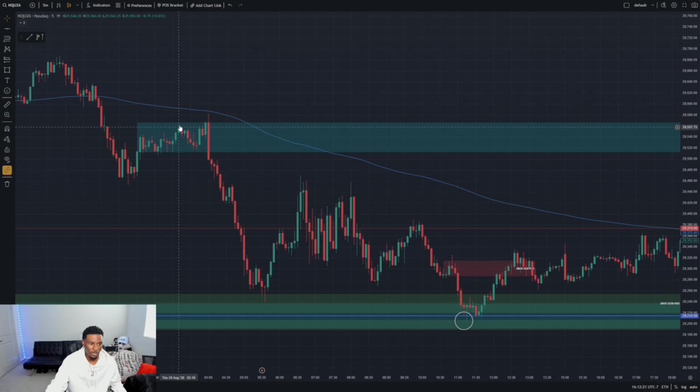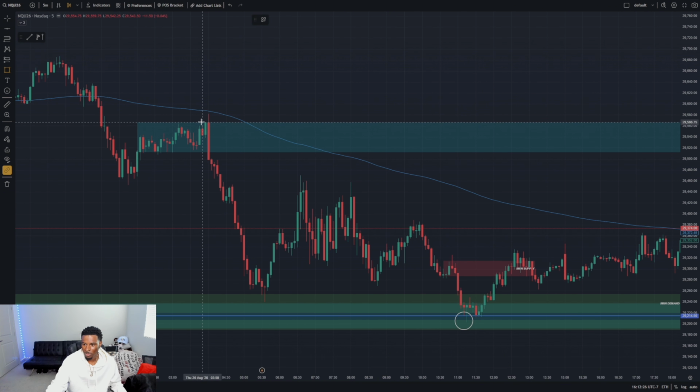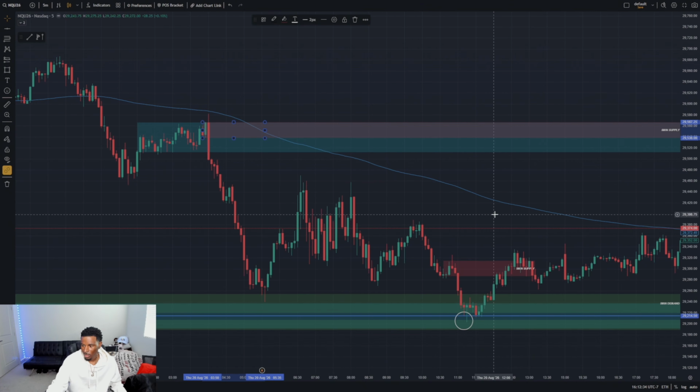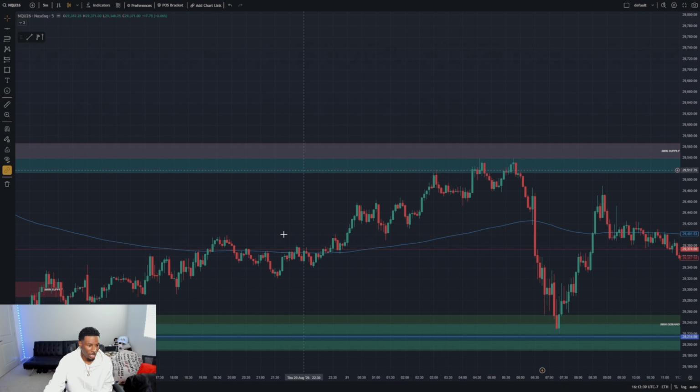Guess what? There's a 5 minute supply zone inside of my 1 hour supply zone. I mark it up, right? 5 minute supply. Just extend it right. So going into today, this is what I had marked out. I already had these levels marked out. Now, anything in between that, okay, maybe I could find a trade in there. However, I'm looking for these levels to play out, right?